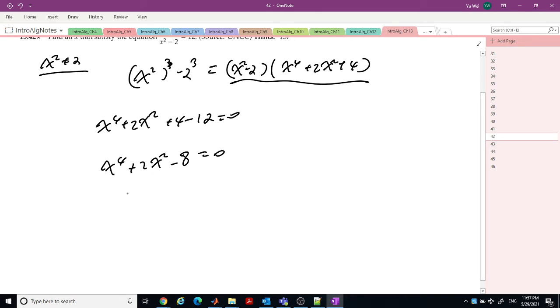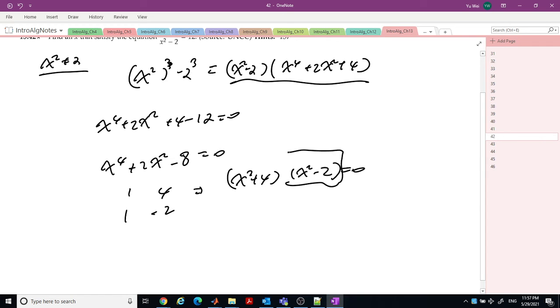So this is 2, 4, right? So 1, 1, and we have 4, -2. And so that's why we can derive x squared plus 4 and x squared minus 2 equals 0, because we know this part cannot be 0, right? So the only solution from here is x squared equals -4. That's why x equals plus minus 2i.